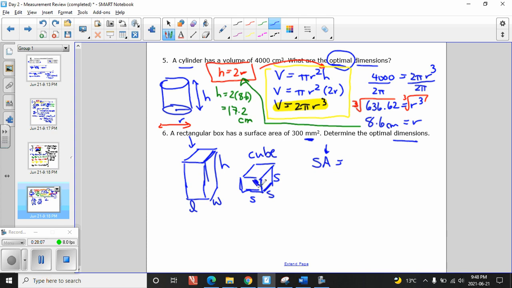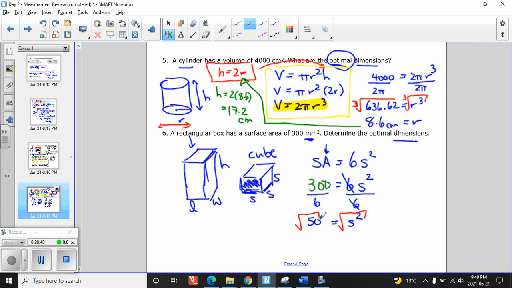There is a square at the front whose area is S squared, and there's 6 of those that are identical. So 6 S squared. The question tells us that the surface area is 300, so that's given. I'm trying to find some dimensions, so I want to know how long this S side is. So we're going to get rid of the 6. 300 over 6 is 50. 50 is equal to S squared. I want to get rid of that square, so I'm going to square root it and do the same to the other side.